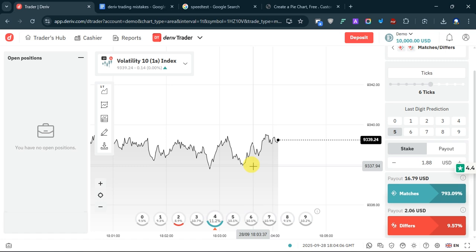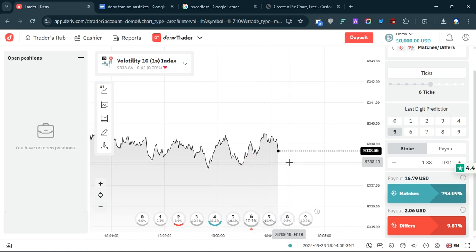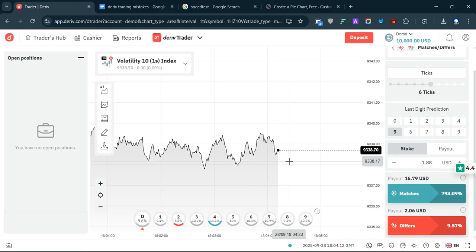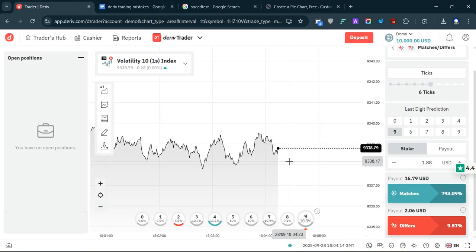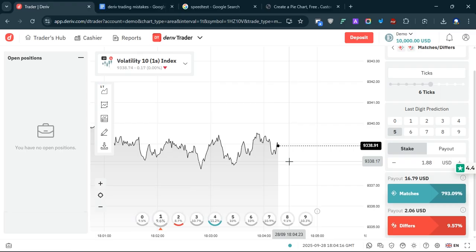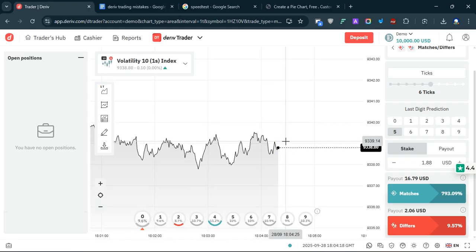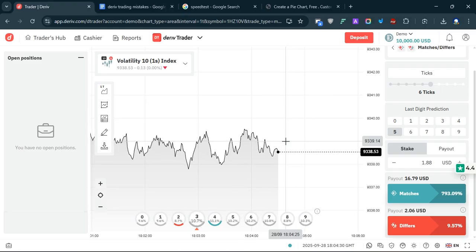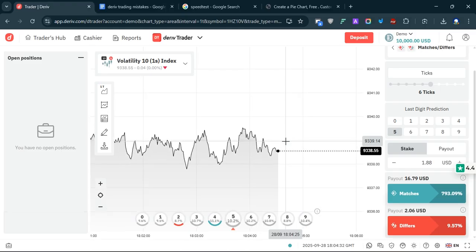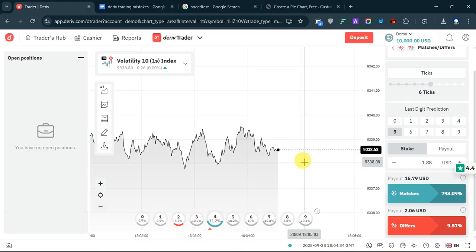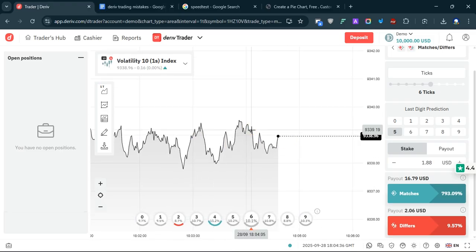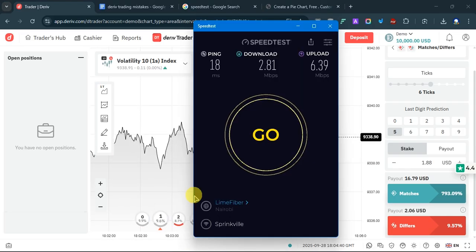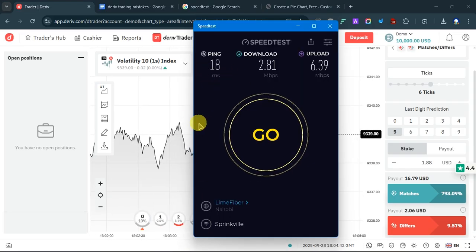To solve this issue, you can use data connections, because some mobile providers have faster internet connections which have low latencies. So instead, you can just buy your data connection, which might be a bit faster than Wi-Fi connections, or you can still confirm the latency before trading.